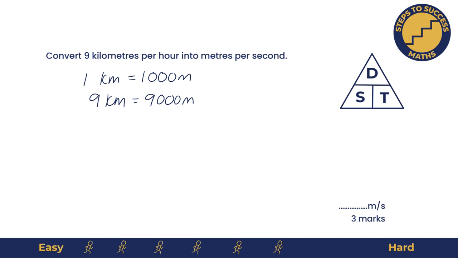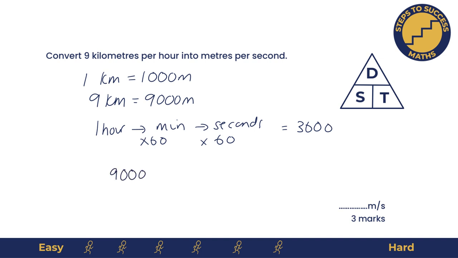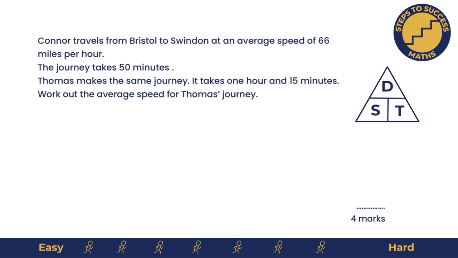And then we need to change an hour into seconds. So an hour into minutes would be times 60, and a minute into seconds would be times 60 again. So that's 3,600. So 9,000 over 3,600 is equal to 2.5. 2.5 metres per second.